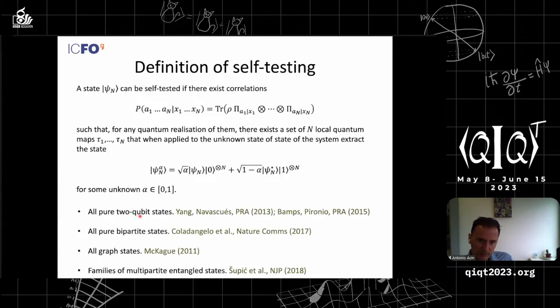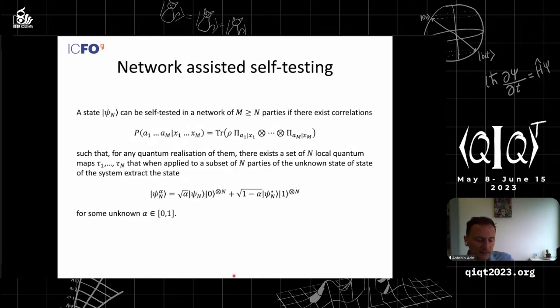Then we know that all two-qubit states can be self-tested, all pure bipartite states, all graph states, and some multipartite entangled states. These are different results obtained by different sets of people. So what we did is, let's use networks to self-test states.